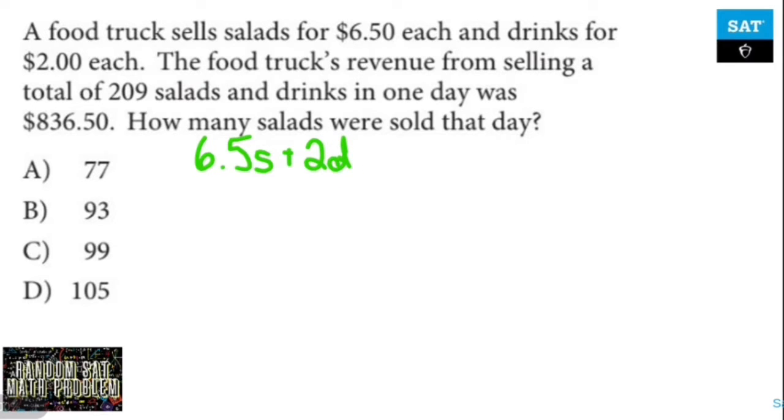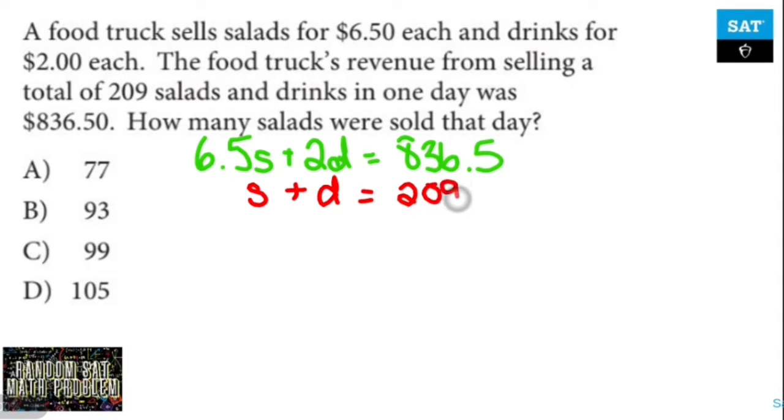That's a D, is going to equal, how much should I spend? $836.50. The other equation that I use is going to be your total amount of objects. So S, salads, plus D, drinks, is going to be 209. So either way, no matter what I do, I have to solve a system of equations here.